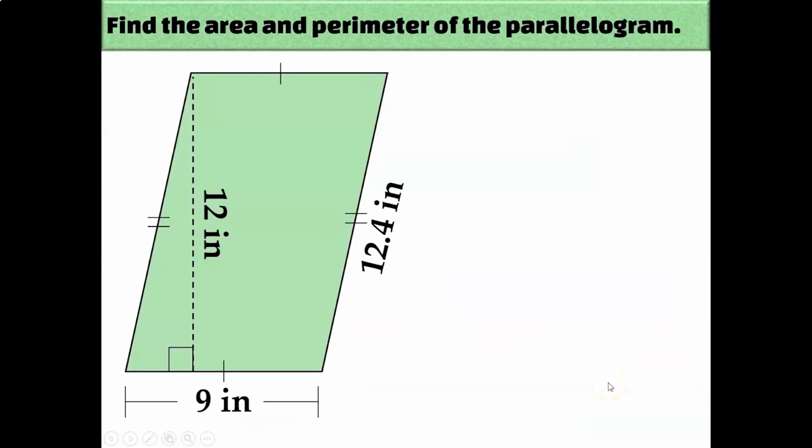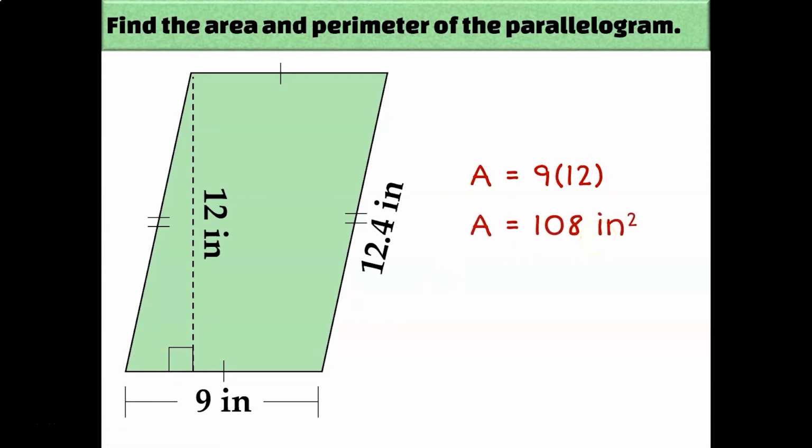All right, let's try a parallelogram. The area of a parallelogram is equal to the base times the height. Now remember, the height has to be perpendicular to the base. So in this diagram, 9 is my base, and 12 is the height, because 12 is marked as being perpendicular to the base. So the area is 9 times 12, which is 108 square inches.